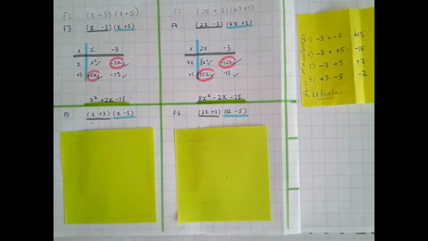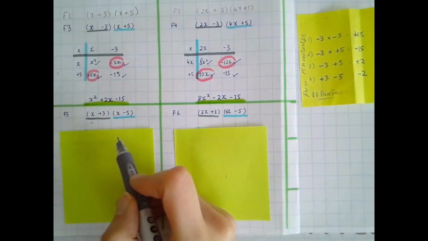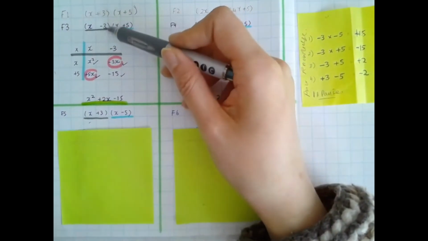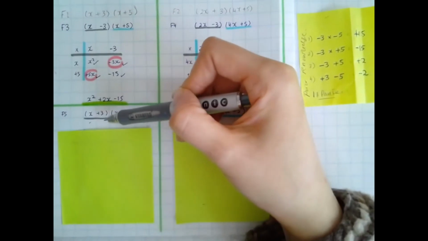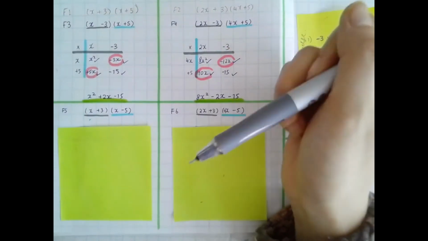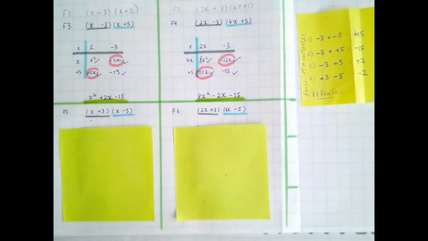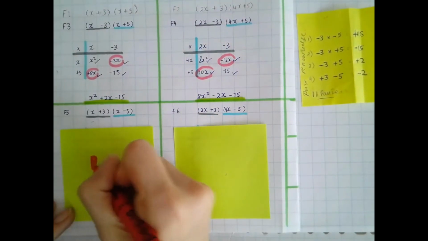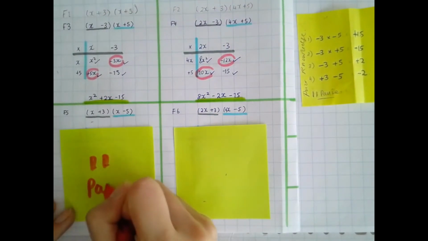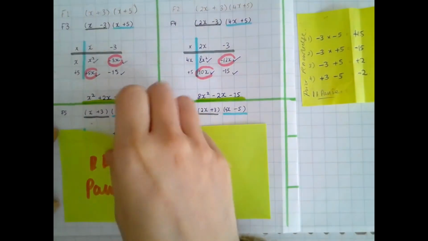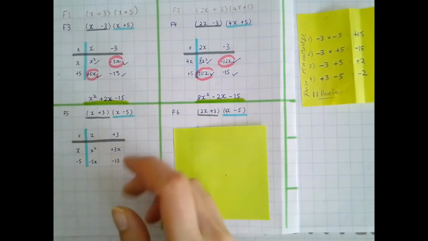Now let's compare F3 and F5. These two examples. Instead of negative 3, I'm putting positive 3 in the first bracket. Instead of positive 5, I'm putting negative 5. Does this change our answer? Have I switched the brackets or just switched the signs? Pause the video here and try the grid yourself. This should be your grid.